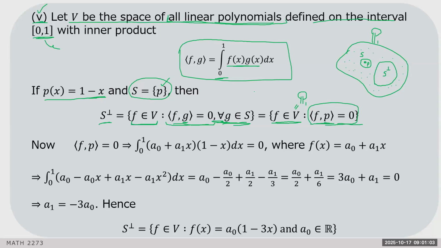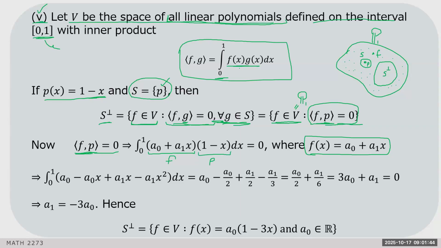But I don't know what F is, right? F is just any polynomial in P1. Right, so I'm going to let F equal this general polynomial in P1, A0 plus A1x. So this is a general element or vector in P1. And I'm going to take the inner product of F with this polynomial P and set it equal to 0. Okay, so this guy here is the general form of a vector or a polynomial in P1. And this here is this fixed polynomial P.